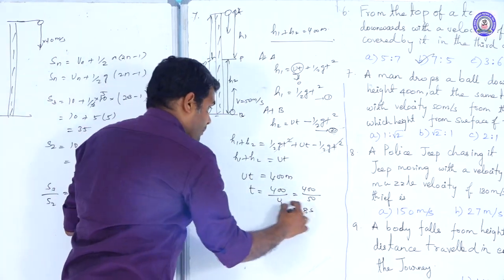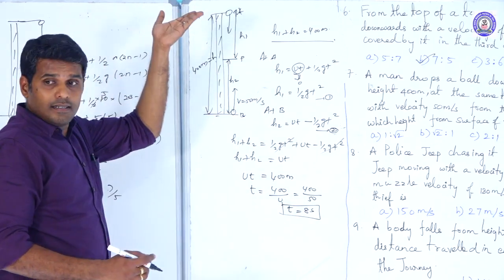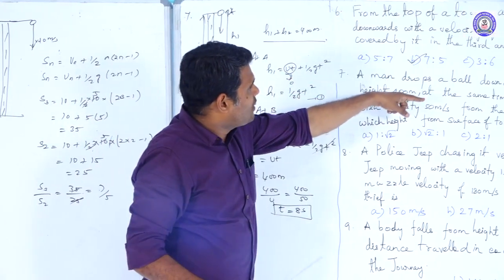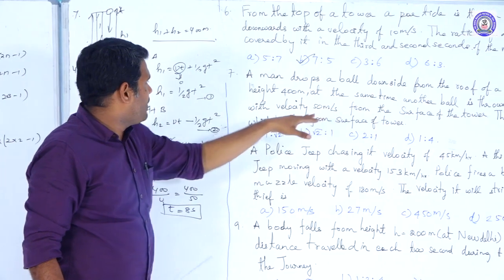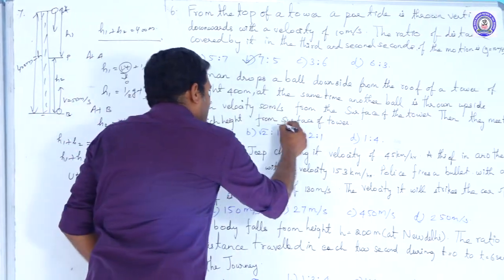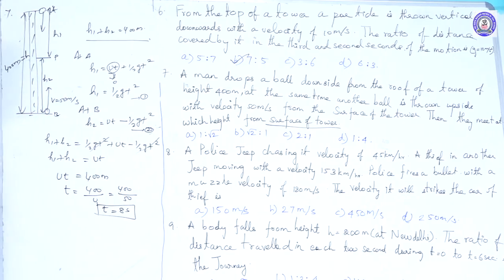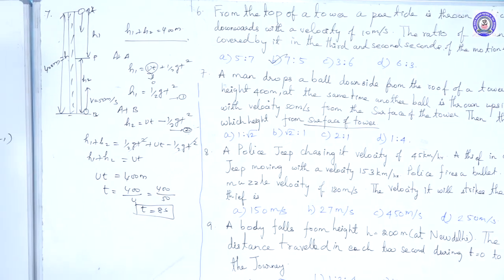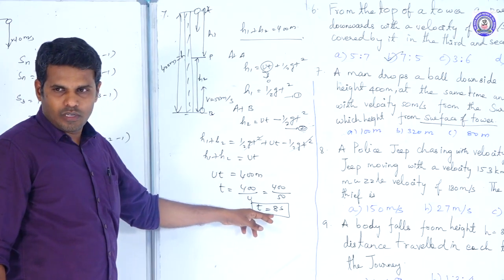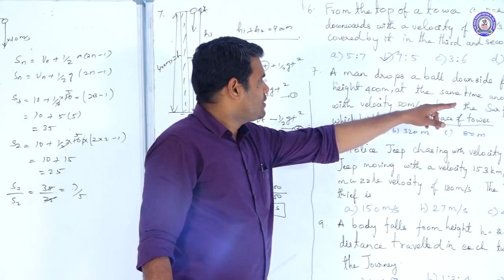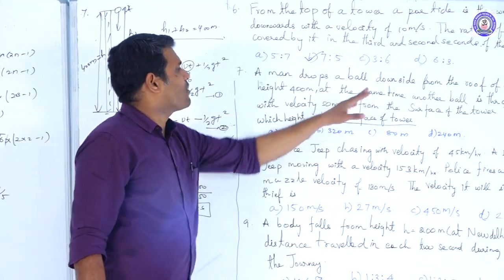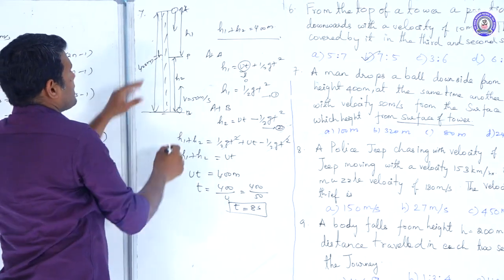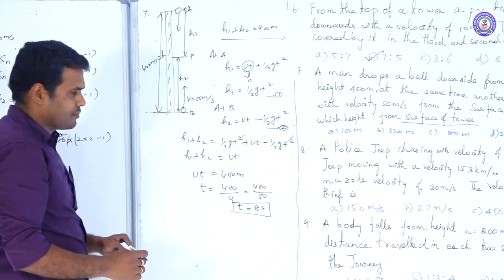What we calculated is time. But what is asked is at what height the two objects meet, and especially they have mentioned it from the surface. Then they meet at which height from the surface of the tower. They have clearly mentioned it. We have calculated the time t equals 8 seconds. So this is the surface of the tower. At which height from the surface of the tower will they meet? So we have to calculate h2.